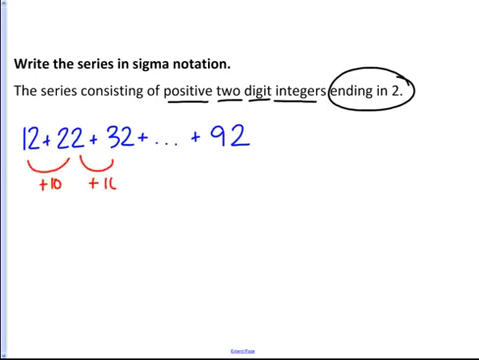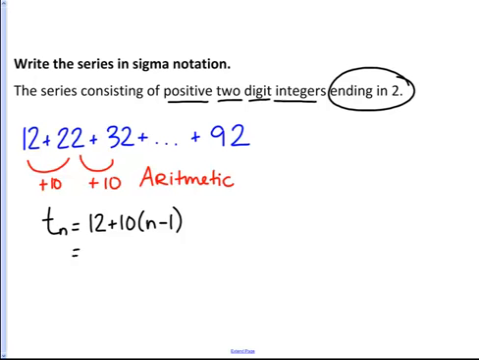This is clearly an arithmetic series with a common difference of 10. So writing a formula for each term of the series is pretty simple. The nth term is equal to the first term plus the common difference times n minus 1. You can simplify that to 12 plus 10n minus 10, which is 10n plus 2. So that's the formula that will go to the right of our sigma.